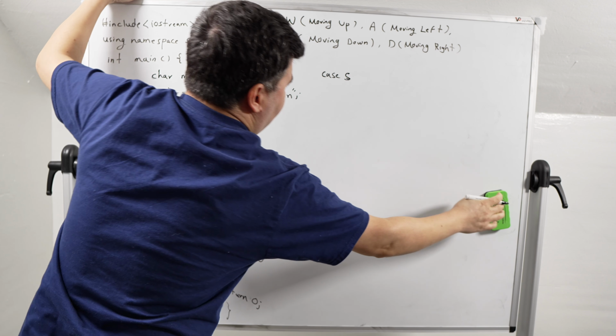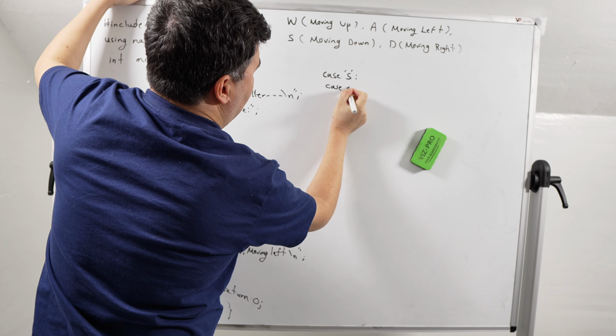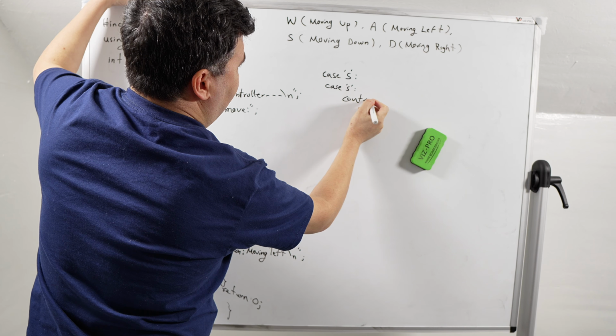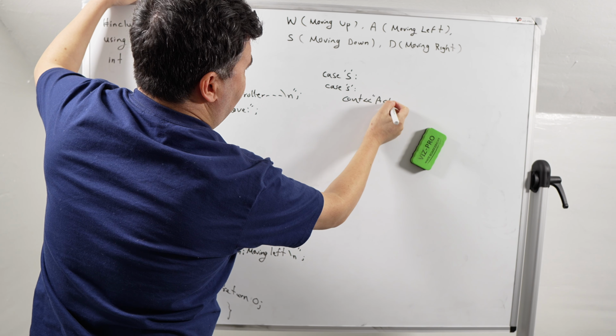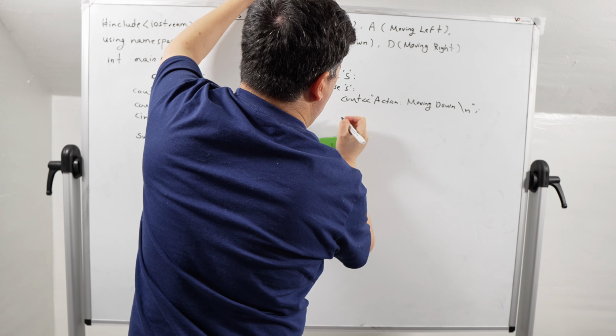Capital S, or small s. Then we cout action moving down. The action is moving down. \n, new line, then we close the quotation, and then we put a semicolon, and then we break.